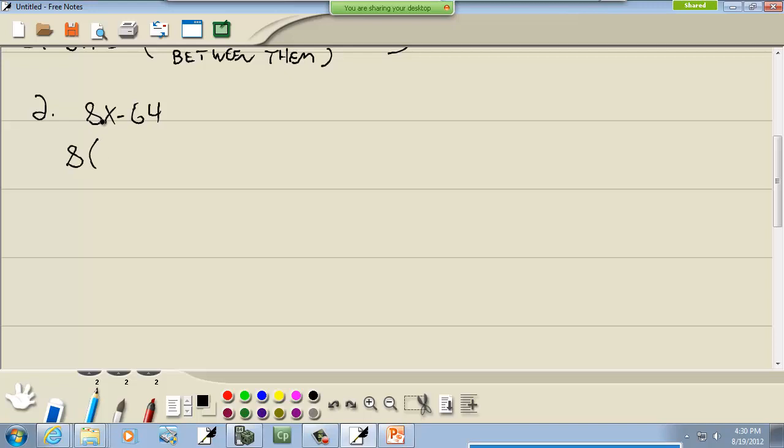Now, factor means divide out. So 8 divided by 8 is 1 with an x, minus 64 divided by 8 is 8. Now, that 1 becomes invisible, so this is 8 times x minus 8. And that's our answer.